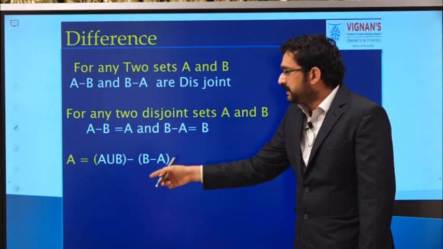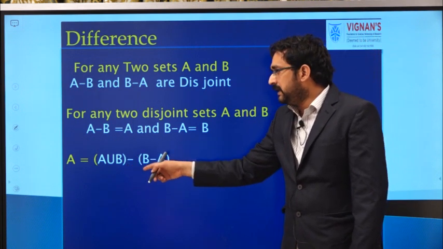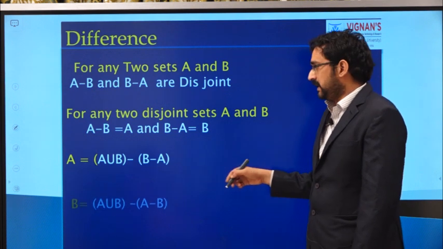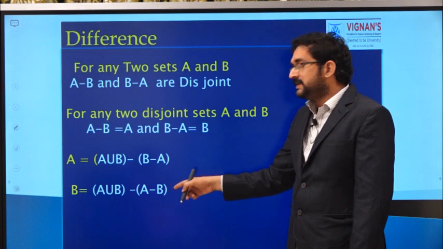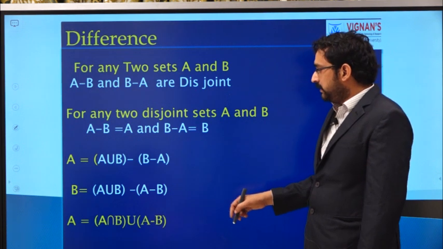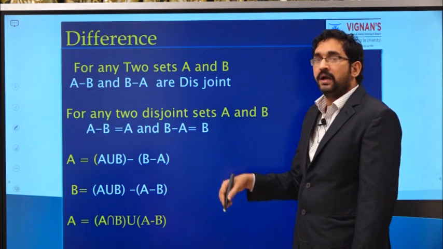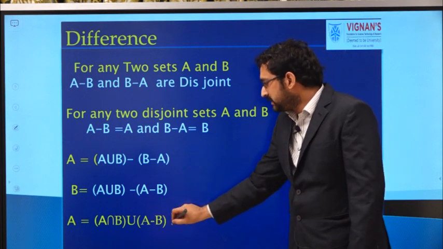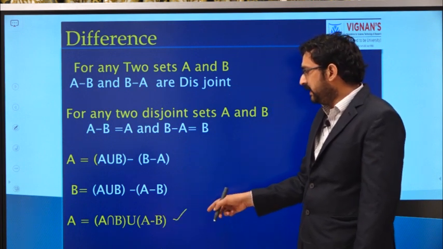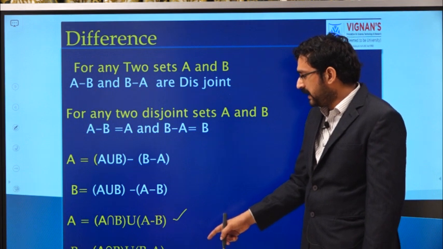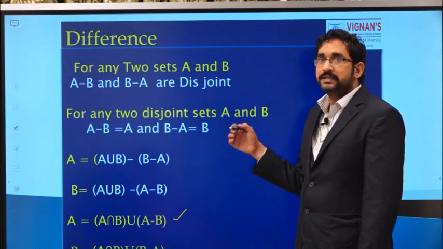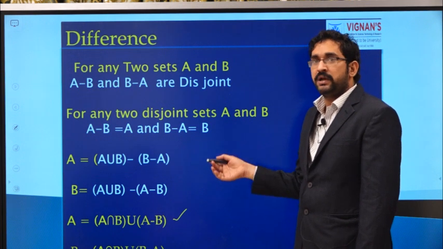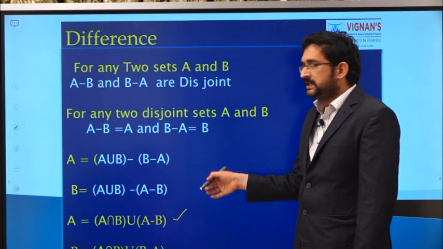Similarly, A can be represented as (A union B) minus (B minus A). B can be represented as (A union B) minus (A minus B). Similarly, A can also be represented as (A intersection B) union (A minus B). B can be represented as (A intersection B) union (B minus A). In this way, using intersection and union also, we can represent a set.